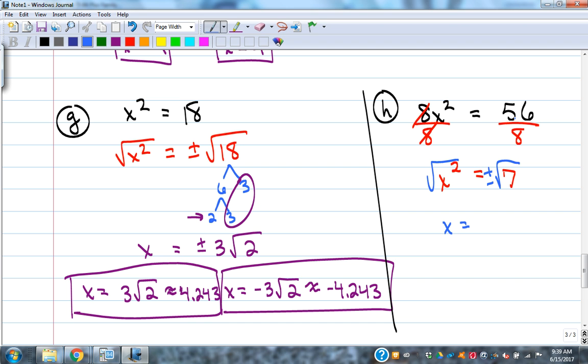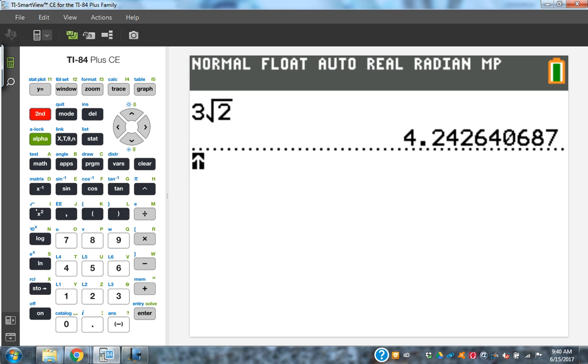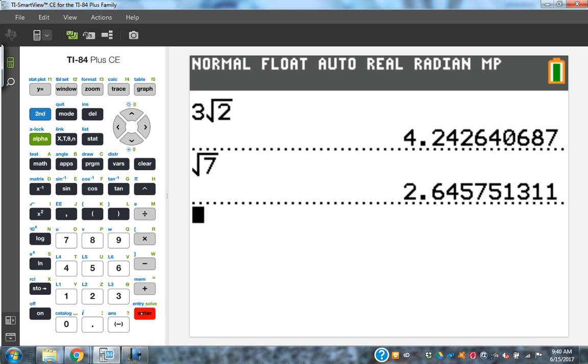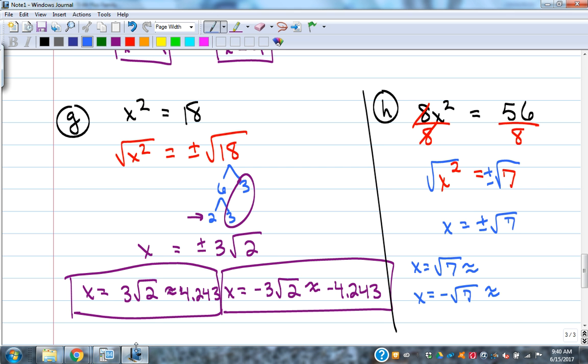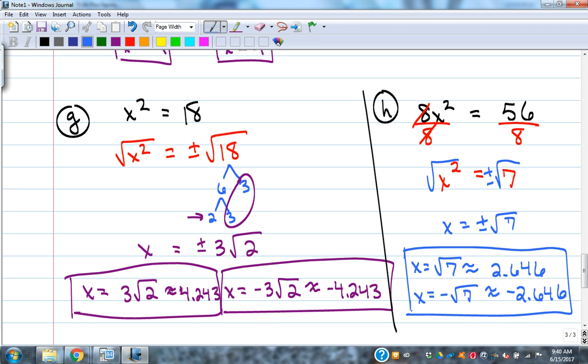7, it's a prime number. It doesn't break down any. So we're left with plus or minus the square root of 7 as the answers. X equals positive square root of 7. We'll get a decimal approximation for that. And x equals negative square root of 7. We'll get a decimal approximation for that. So square root of 7, 2.646. Negative 2.646. And those are our solutions for that particular type of problem.